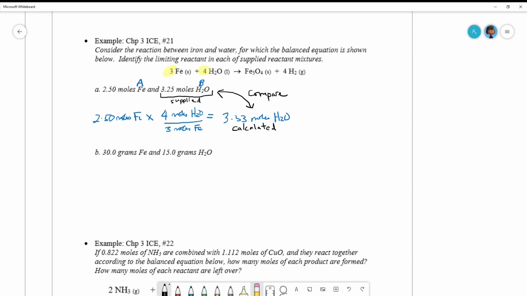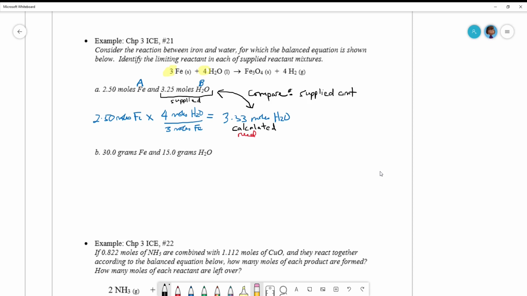And when we do the comparison, what do we see? Well, we see that the amount of water supplied is actually less than the amount of water calculated. So the amount of water supplied up here is just 3.25. The amount that we calculated is 3.3 moles. Now, the calculated amount is the amount that we actually need. So we need 3.33 moles of water for the reaction. We only have 3.25 supplied. So in this problem, we can say that the supplied amount of water is too low.